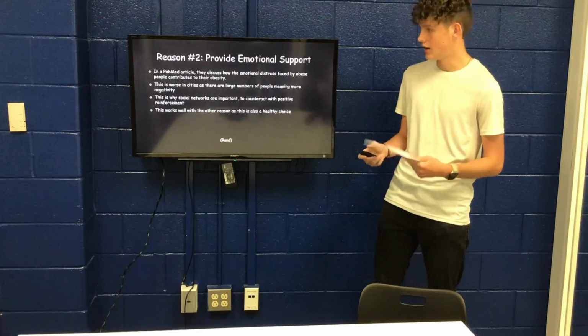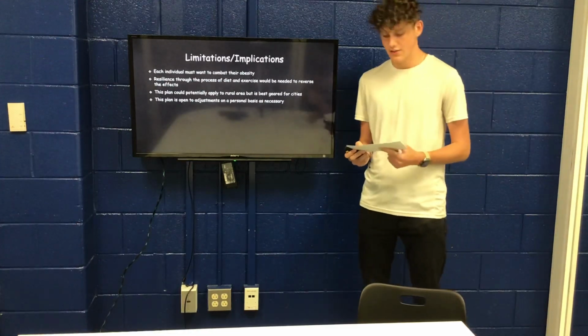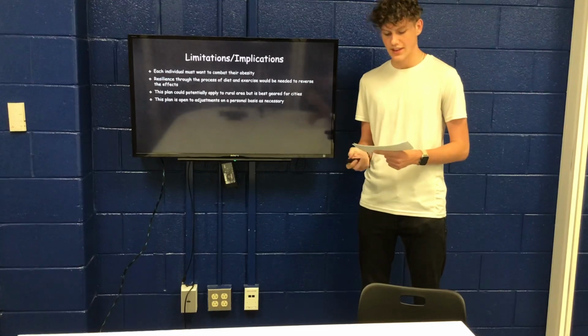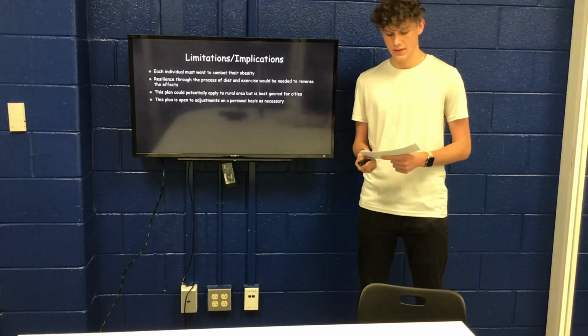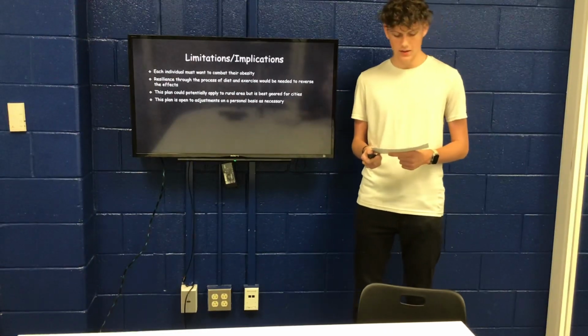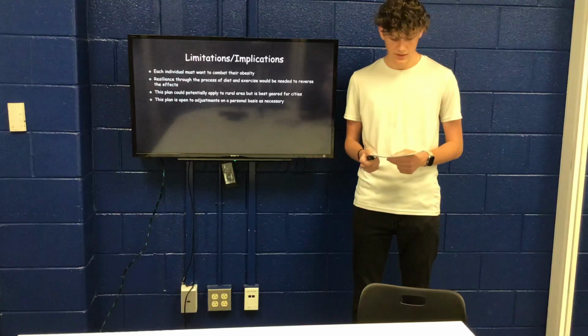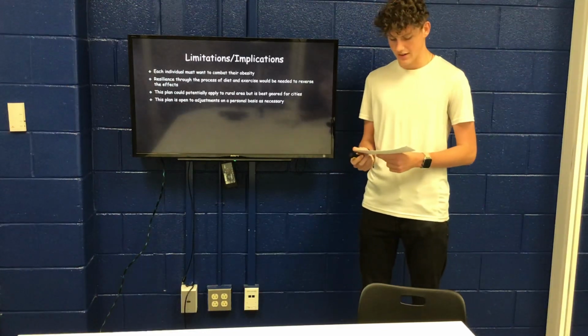There are, however, a few drawbacks to this argument. To start, individuals must want to decrease their weight and make healthy lifestyle changes. If they are currently content, then no plan would be successful. Furthermore, this solution would be best paired with resiliency to help combat any unforeseen setbacks. It could also potentially apply to rural settings. However, this is best geared towards urban areas.